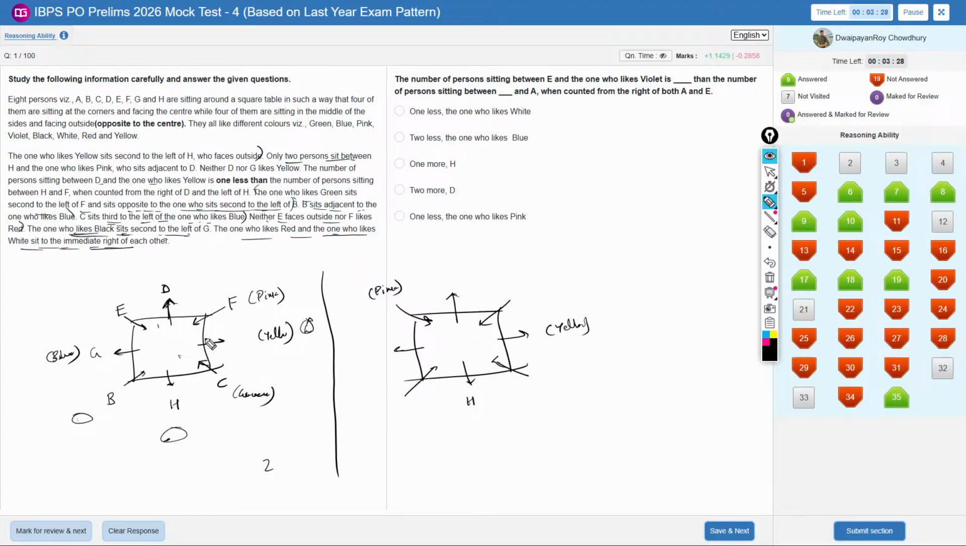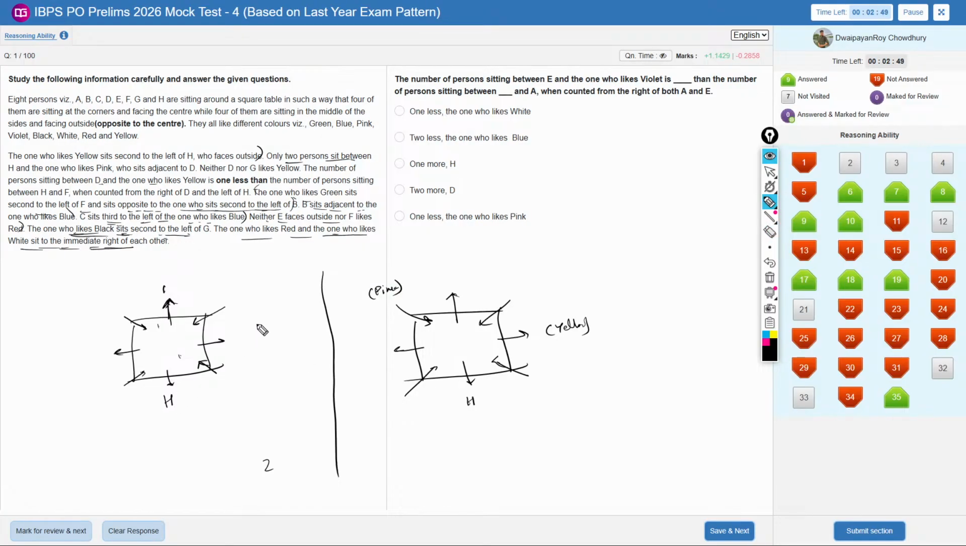I should have kept another case, or rather two cases. The left of, to the right of G. If this place gets filled, the left of G. If this place gets filled, then red, white, immediate right of each other. So no. I can do this one again. That takes two. Okay, I'm definitely going to do this one.